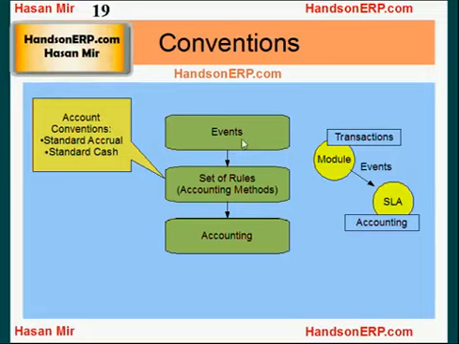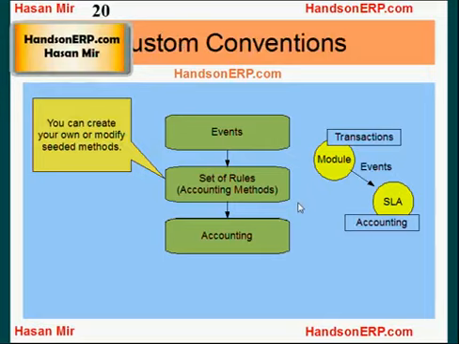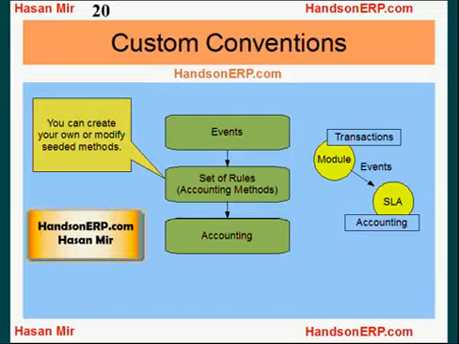So here is the flow that happens in SLA. You send over the events to the SLA module. As you can see in this small diagram here, the module is sending over the event to SLA. Then what happens? How is the accounting generated from this event? You have some set of rules in the system in SLA. Based on these rules, the accounting is generated. Now Oracle comes with some seeded rules, for example, standard accrual and standard cash. You can create your own rules. It's called conventions. You can create your custom conventions, or you can modify the seeded rules in the system.